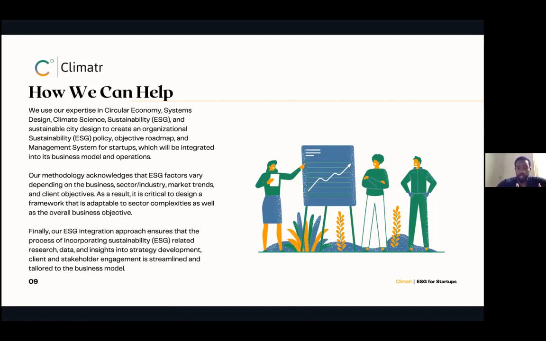As a result, it is critical in our approach to design a framework that is adaptable to your sector and your sector complexities, as well as the overall business objective, right? Our approach ensures that the process of incorporating sustainability-related research, data and insights into strategy development, client and stakeholder engagement is streamlined and tailored into the business model. Not just the business model, but it also speaks right into the operational part. We help you identify the material risks that are uniquely associated with your sector and your business model, and then we put in place measures that help you address those risks over time. These are measurable tools you can measure and monitor over time to see how you're doing across the different risk factors when it comes to ESG, right?